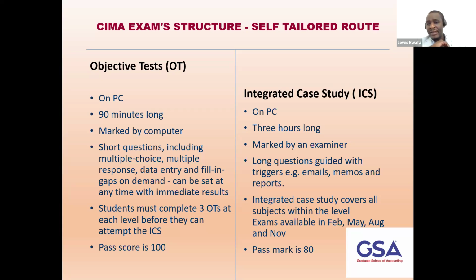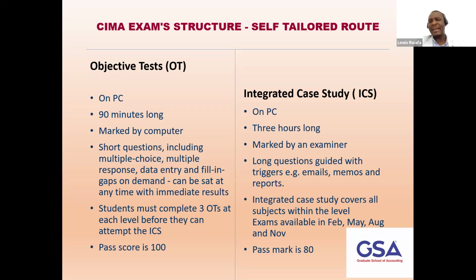And it covers the entire syllabus from your core activity A, B, C, D, depending on which level you are, operational, management, or strategic. These exams are available in February, May, August, and November each year. That's the difference with the objective test where you are writing anytime throughout the year. These ones are available in those intervals. The pass score for this is 80. So you need to get 80 out of 100 and above, basically. So if you get less than 80, unfortunately, you have to go again. But 80 and above, that's the pass mark.